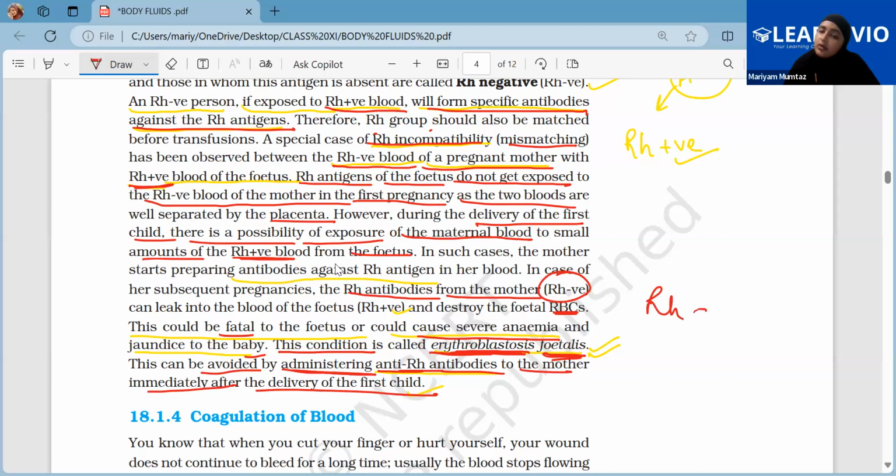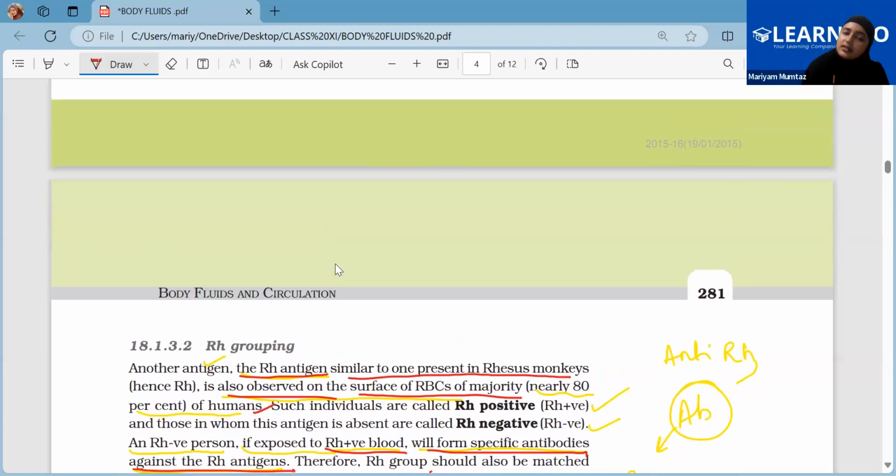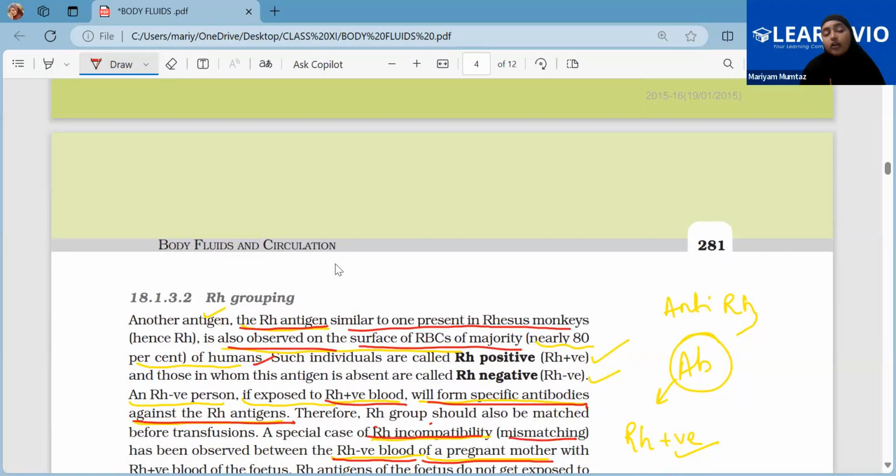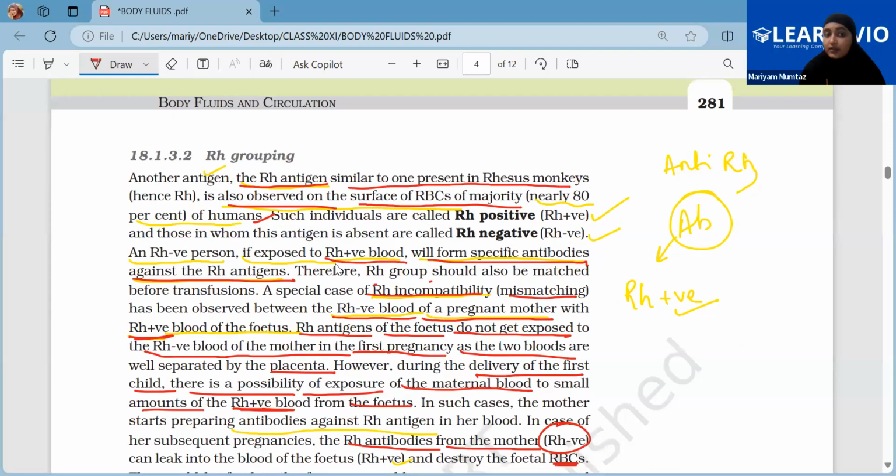Meaning, RH antibodies would be formed in the mother if she is exposed to the blood of the RH positive baby. If we give anti-RH antibody, it will cancel this out. Now in the next pregnancy, even if the baby is RH positive, nothing will happen. Did you understand what this RH grouping and incompatibility is, and why it is important to match the blood group so precisely? Clear? Yes, ma'am.